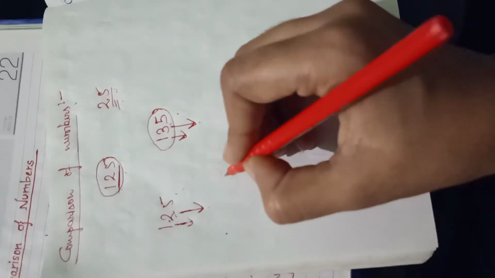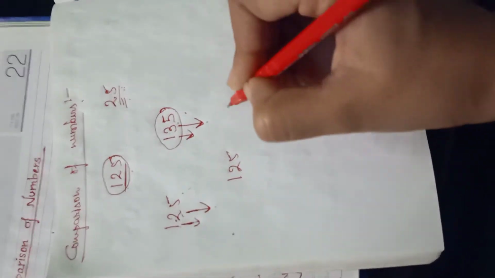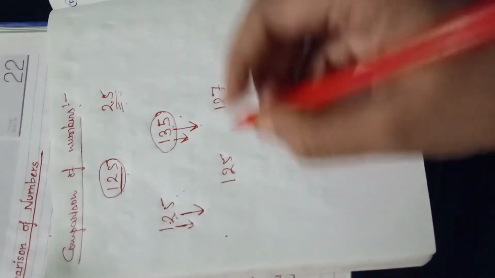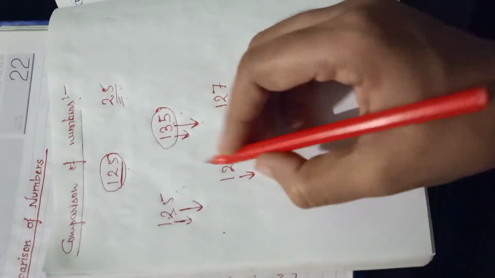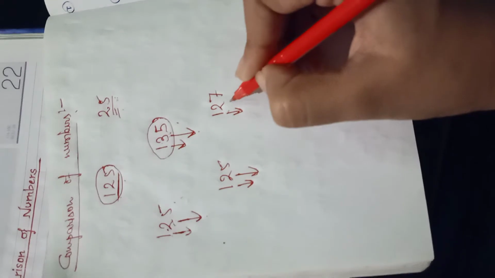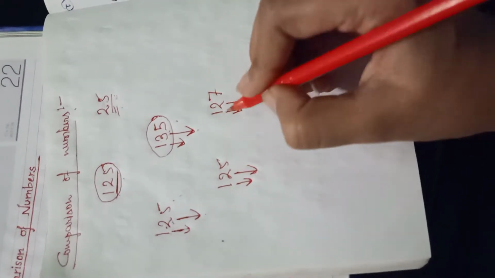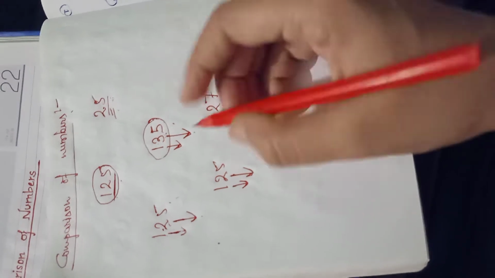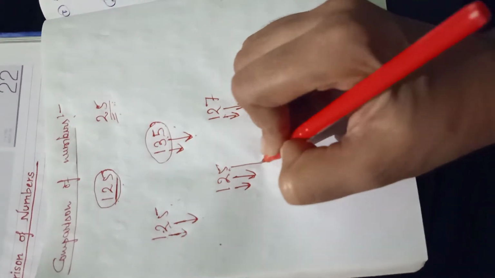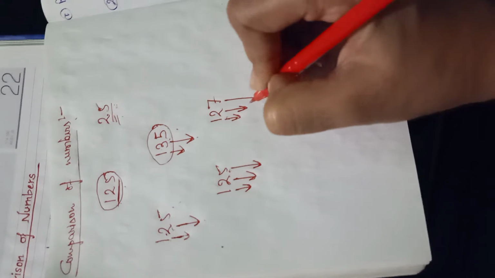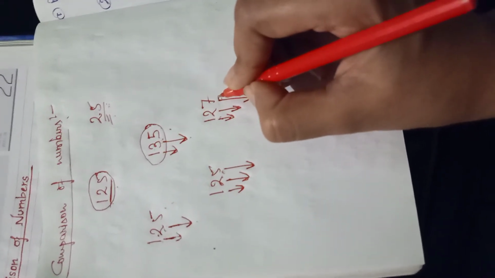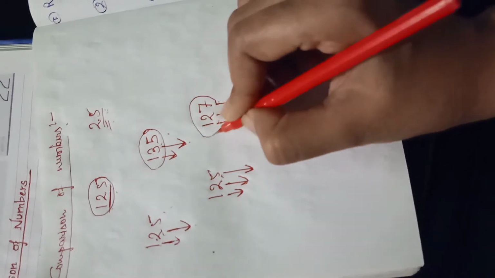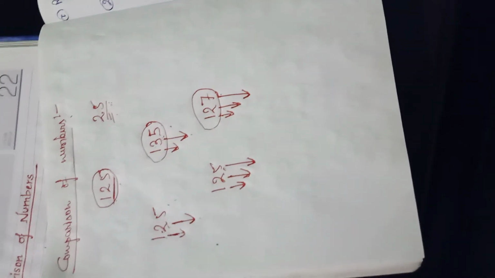So if the numbers are like this, 125 and 127, the hundreds place is the same, 1 and 1, not getting any conclusion. Then comparing 2 and 2 in the tens place, it is also the same. Again we are not getting any conclusion. Only then we move to the ones place, and here out of 5 and 7, 7 is bigger. So 127 is the bigger number.